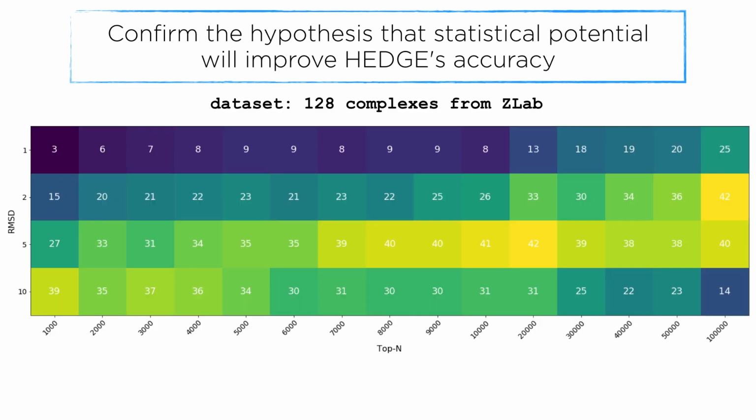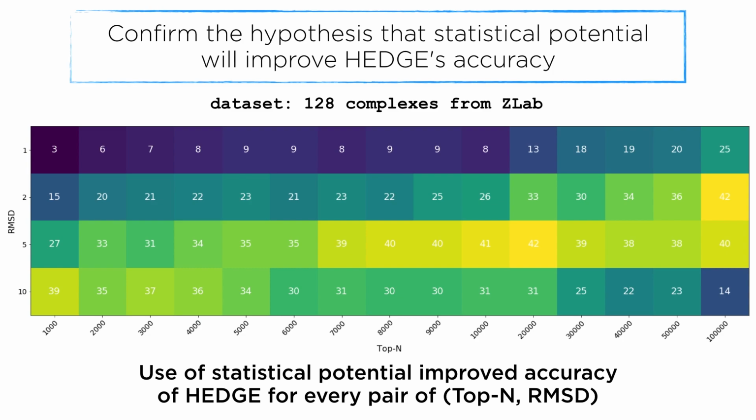So every cell in this heat map reflects how much better the version of docking that uses DARS statistical potential is than the version of docking that doesn't use DARS statistical potential. And we see that the difference is very drastic, and clearly the use of statistical potential improves the accuracy of Hedge for every pair of top N and the RMSD cutoff.